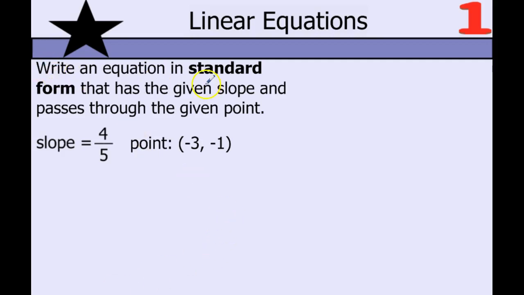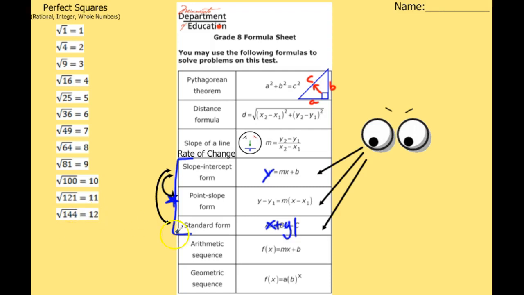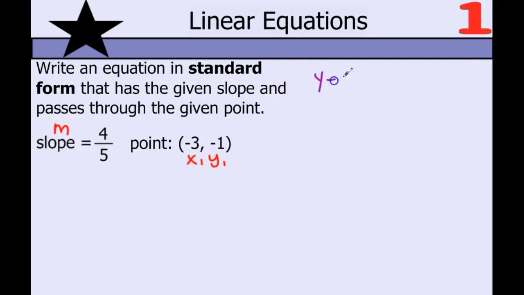So it says write an equation in standard form that passes through the given point. Just because it says we need standard form doesn't mean that's necessarily where we need to start. I know I have a slope of 4 over 5, and slope is usually my letter m, and my point is -3, -1. So I know this is my x1 and my y1 that I have. If I have a point and a slope here, it might make sense to start with point-slope form. So I'm going to copy that down. y minus y1 equals m, x minus x1.